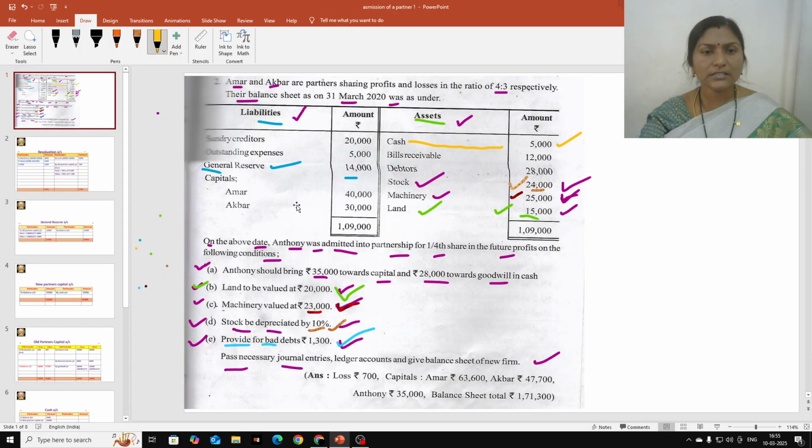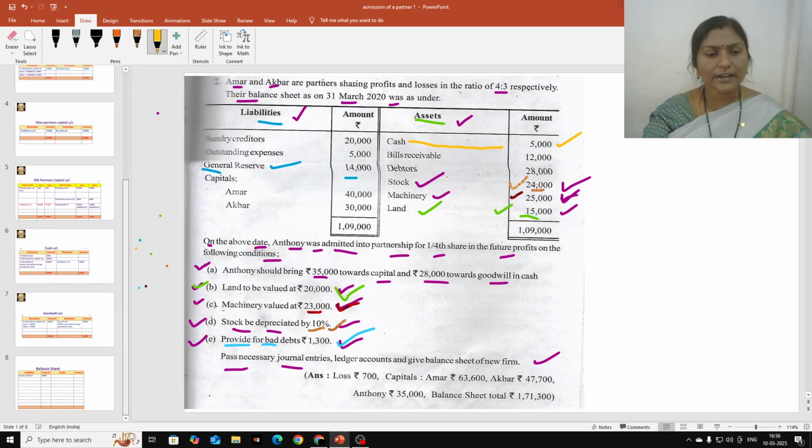Next item is outstanding expenses, students, on liability side, 5,000. So no change. They did not give any information related to outstanding expenses. Let us write the same thing. Outstanding expenses 5,000.